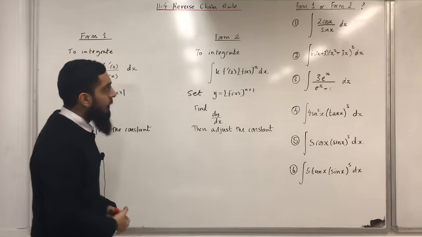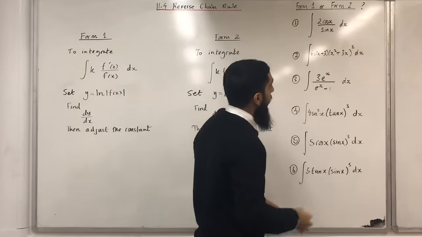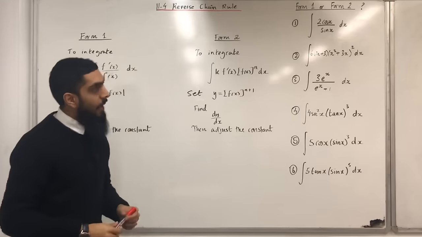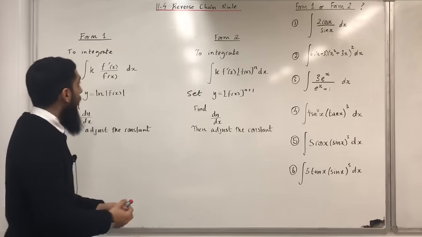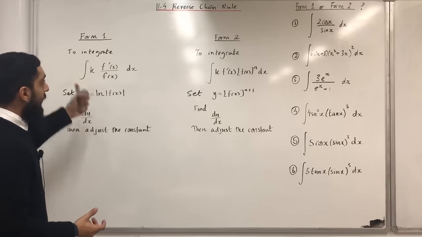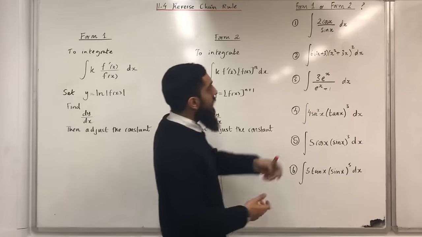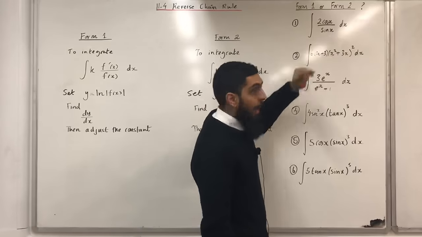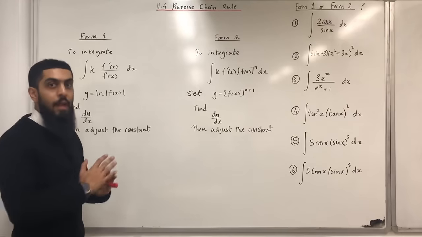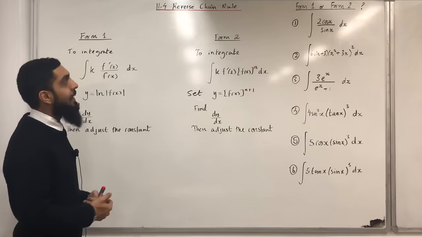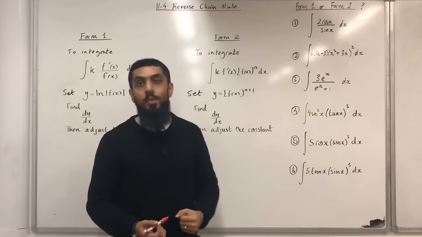Now, let's look at question number 1. I've got the integral of 2 cos x over sin x dx. Over here we have a fraction inside the integral, therefore it will follow Form 1. Let's check if it will actually work. The derivative of sin x is cos x. I have cos x in the numerator, therefore I have f dash over f. And in this particular case, k is equal to 2. So the first integral follows Form 1.